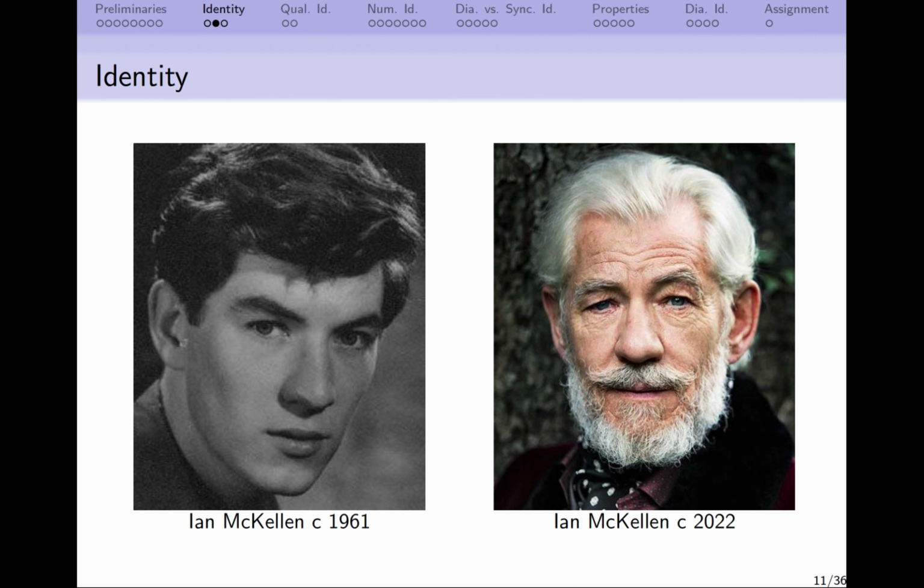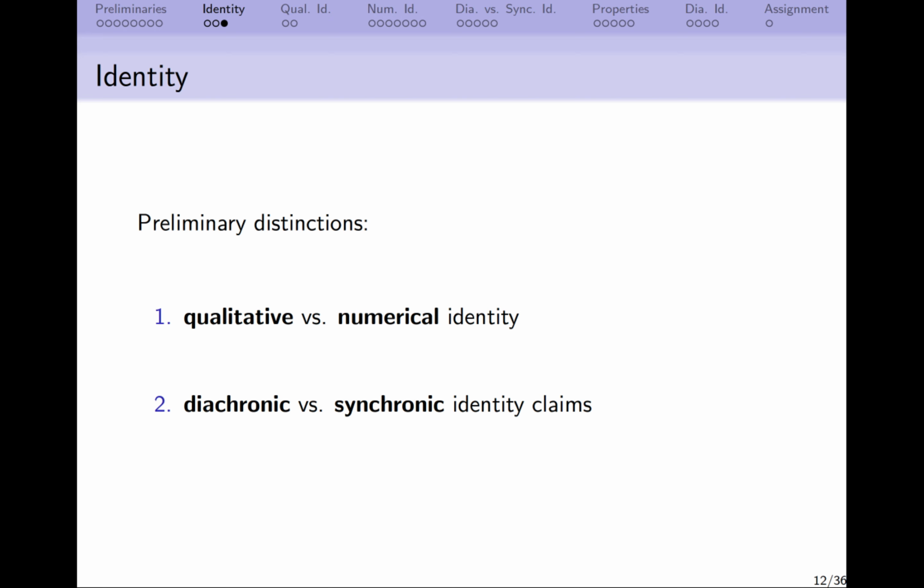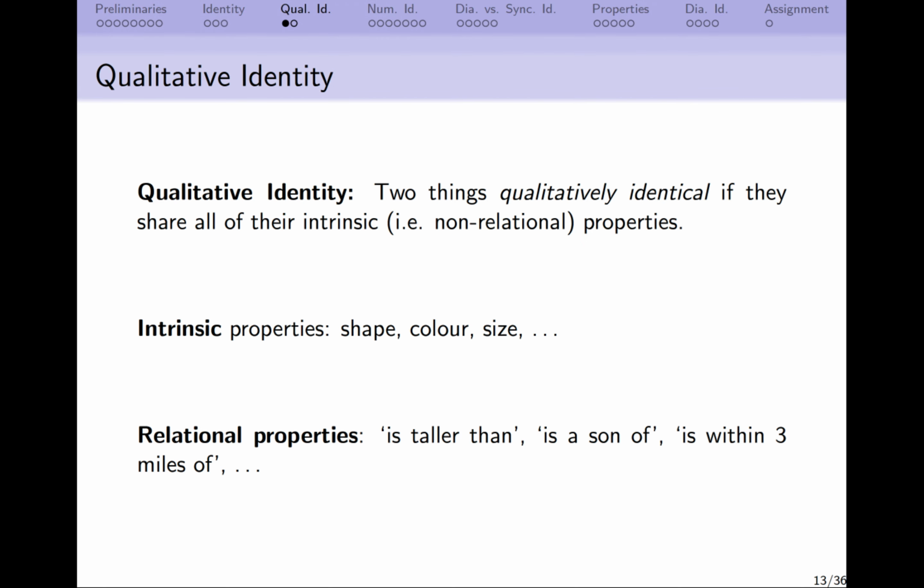So before tackling that question head on, it's going to be useful to make a couple of preliminary distinctions, just to help frame the question as clearly as possible. So these preliminary distinctions are going to be, on the one hand, a distinction that philosophers sometimes draw between what's known as qualitative identity and numerical identity. On the other hand, between two sorts of identity claims, diachronic identity claims and synchronic identity claims. So we'll start with qualitative versus numerical identity first.